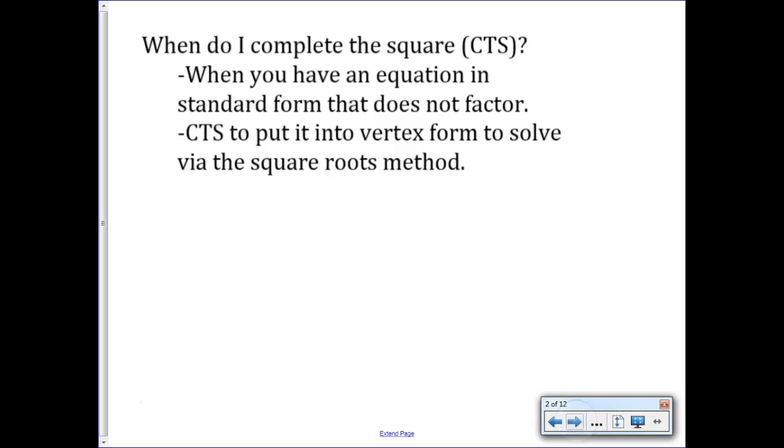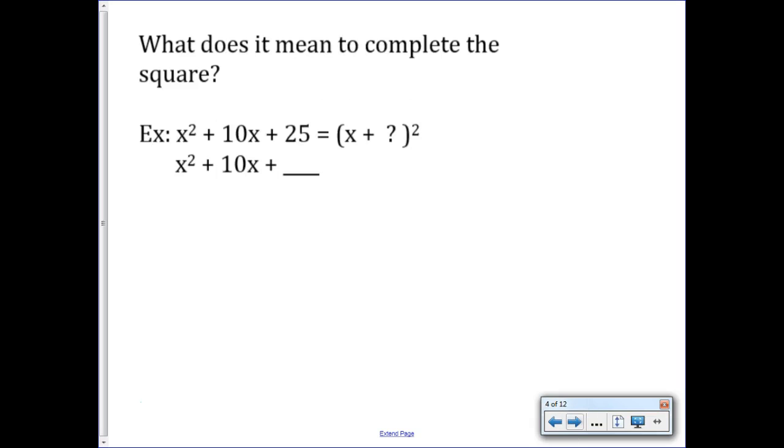So this would be something that would not factor. When you have an equation in standard form that does not factor, we would use completing the square to put it into vertex form to solve using the square roots method. So what does it mean to complete the square? Well, completing the square is where we're working with this c value to turn it into a perfect square.